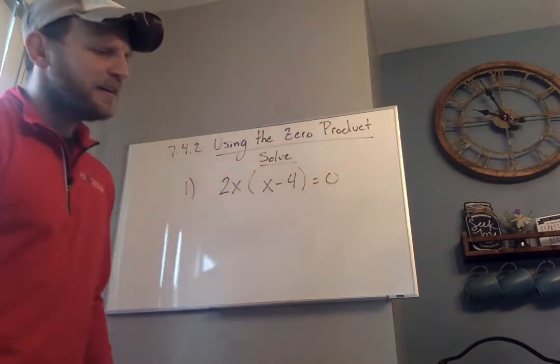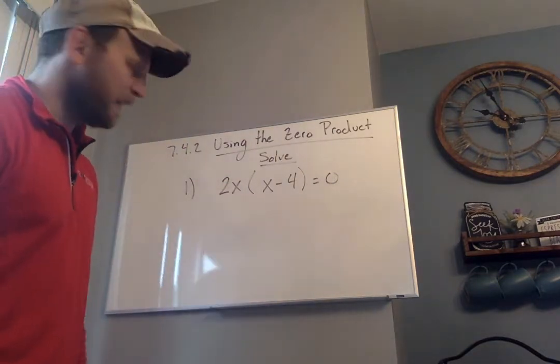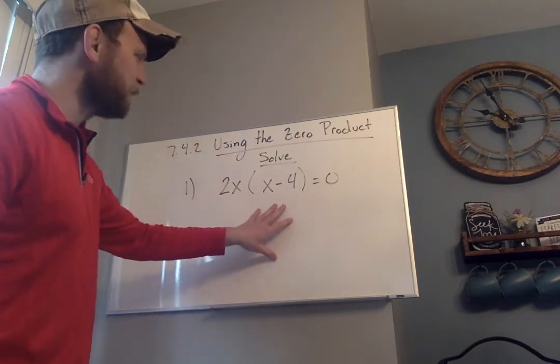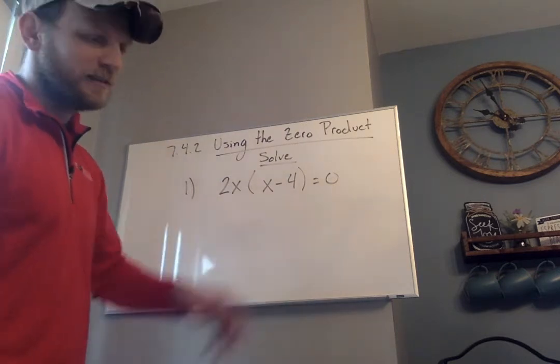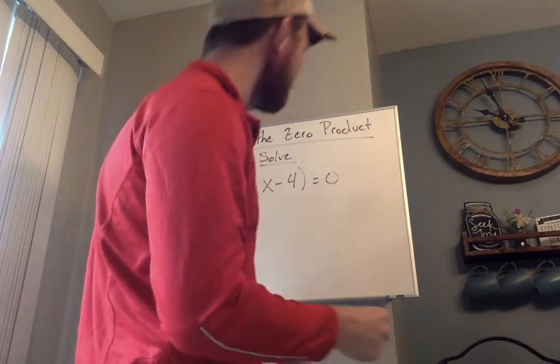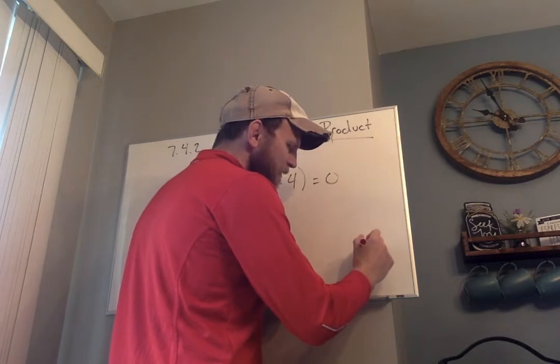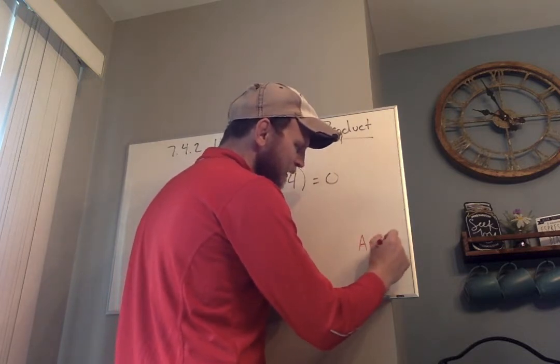All right, now, I have two pieces here, okay? I have this piece and I have this piece. And I'm going to utilize a little property. I'm going to write that over here because it's definitely useful. It's A times B equals 0.